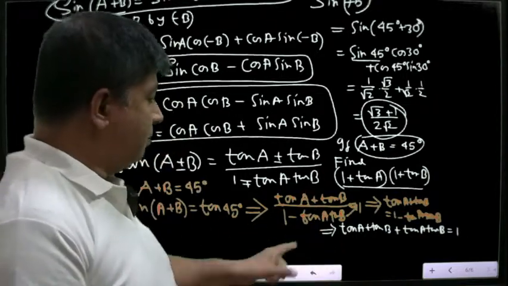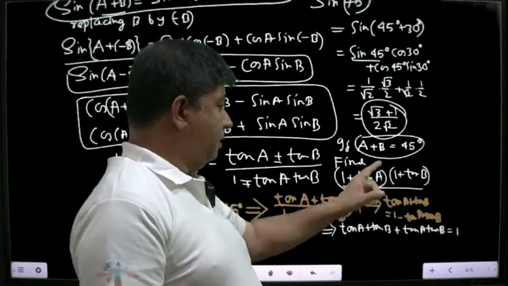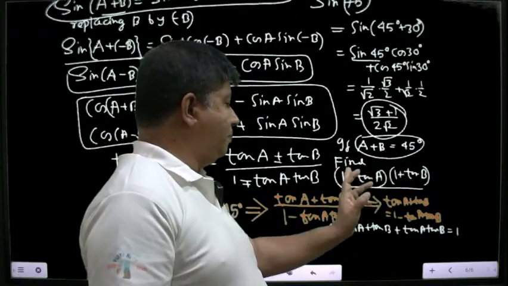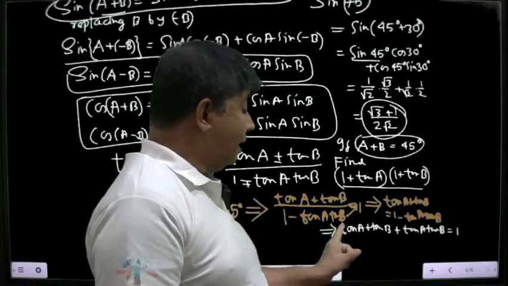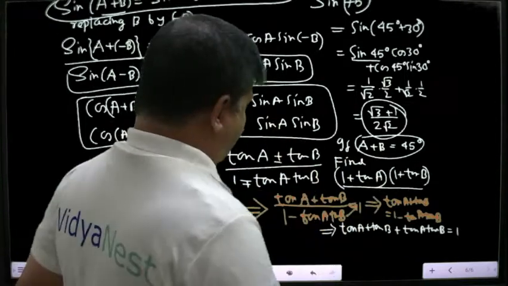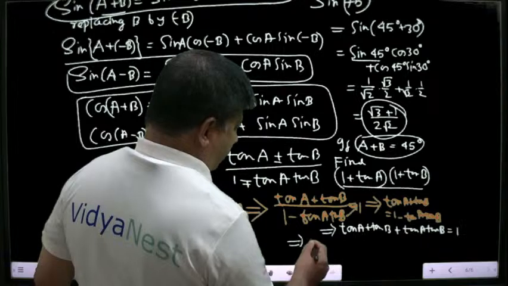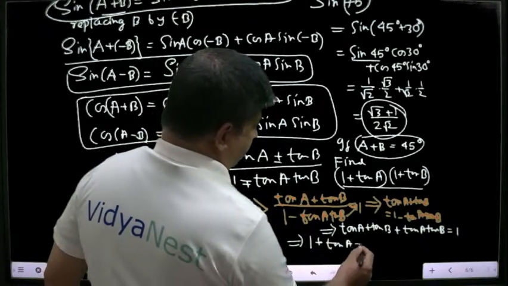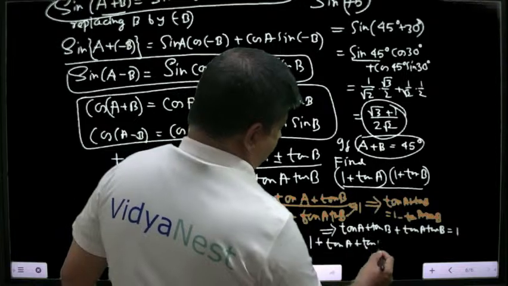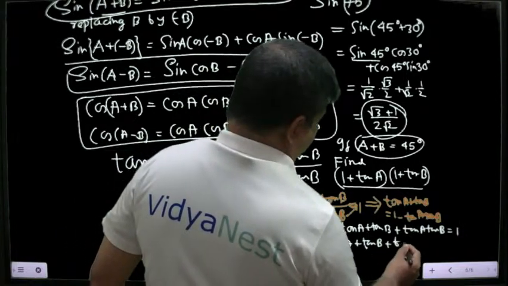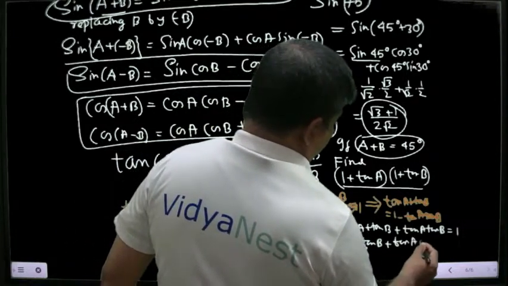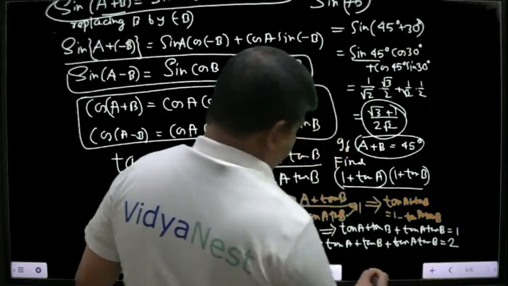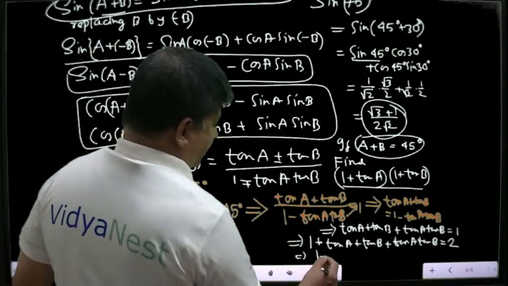Why? Because if you multiply this, you will get what? 1 plus tan A plus tan B plus tan A tan B. 1 is missing. So, add 1 to both sides. 1 plus tan A plus tan B plus tan A tan B is equal to 2. Now, you factorize.